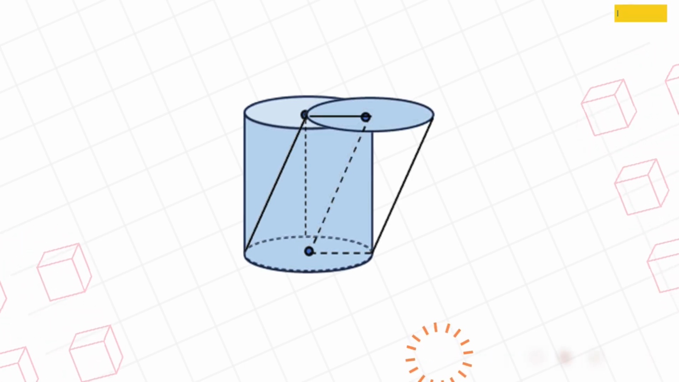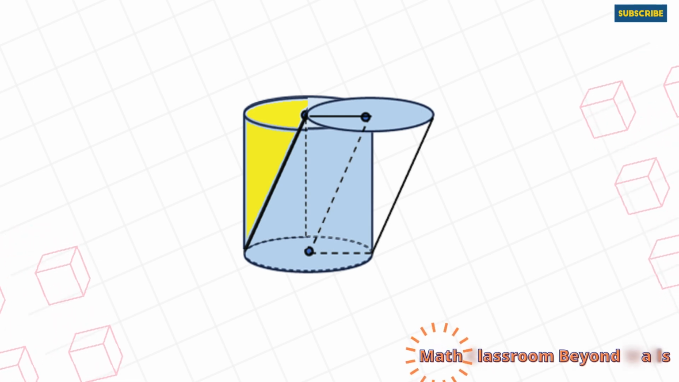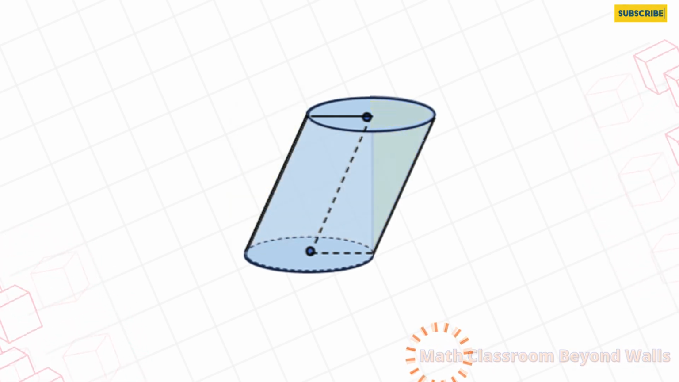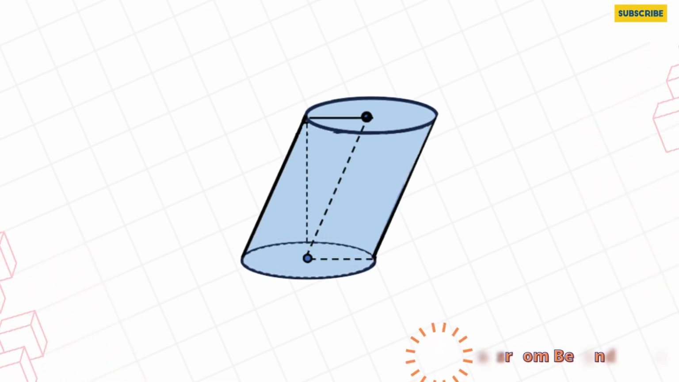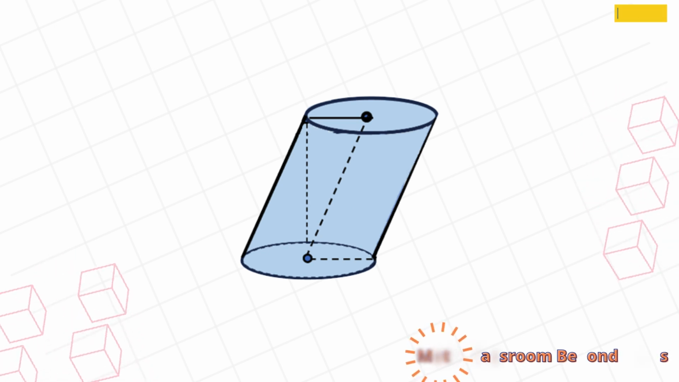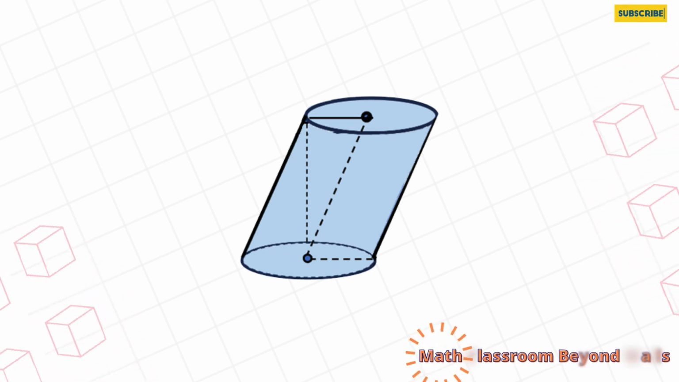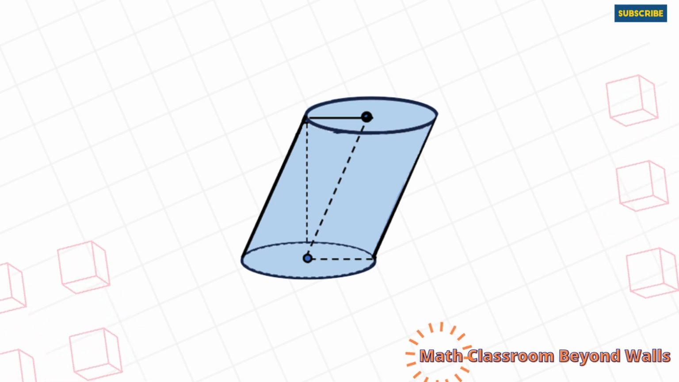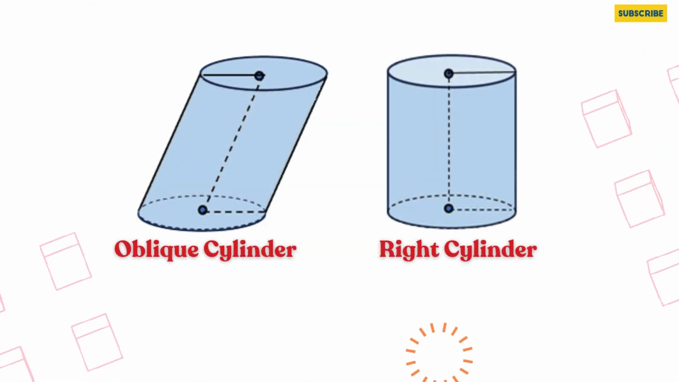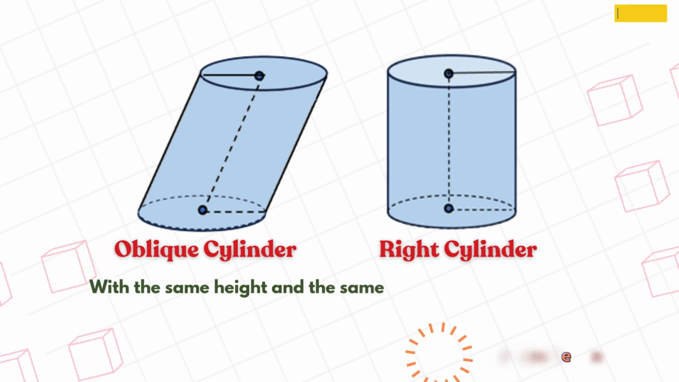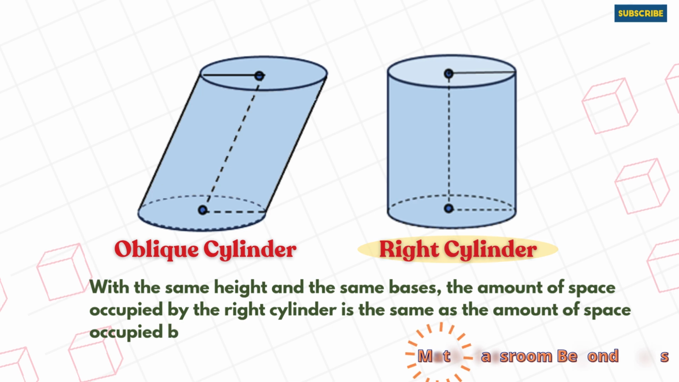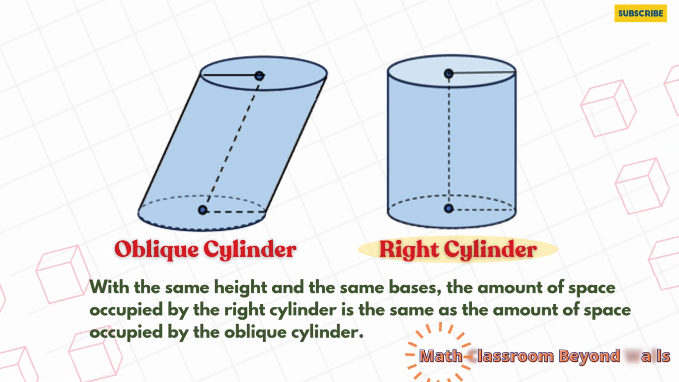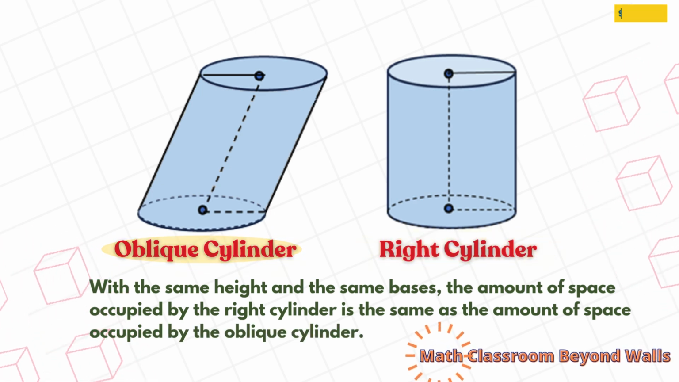This time, we will move this part of the right cylinder and put it on the other side like this. What do you see? Okay, this time you see an oblique cylinder. From your observations, what can you say about the amount of space occupied by the cylinders? You are correct. With the same height and the same bases, the amount of space occupied by the right cylinder is the same as the amount of space occupied by the oblique cylinder.